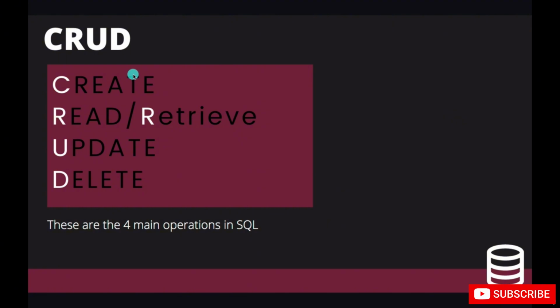Okay, so CRUD stands for create, and then read, right? Read or retrieve, either of them, right? And then U for update, and then D for delete, right? You either create or you read or retrieve some information from the data, or you update what is in the data or delete it, right? Mostly you're going to use these four commands.